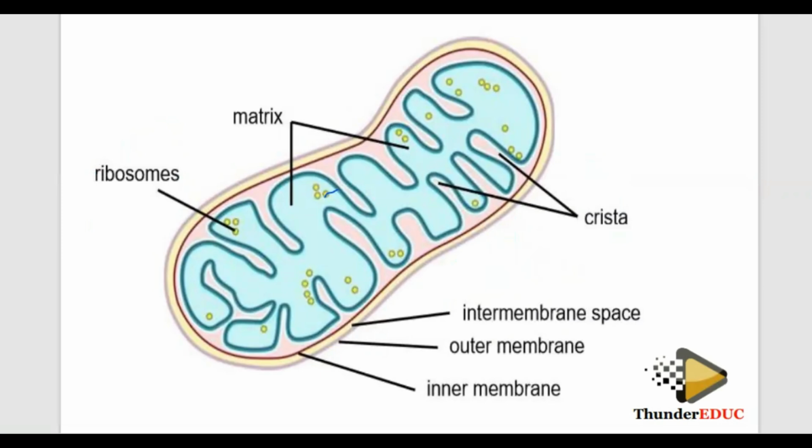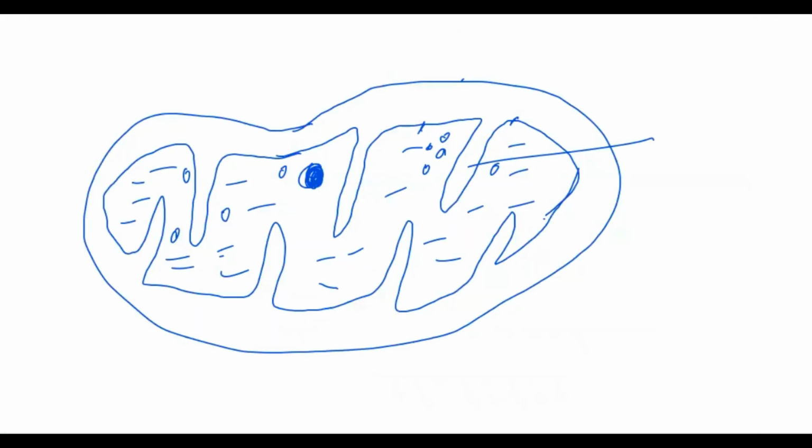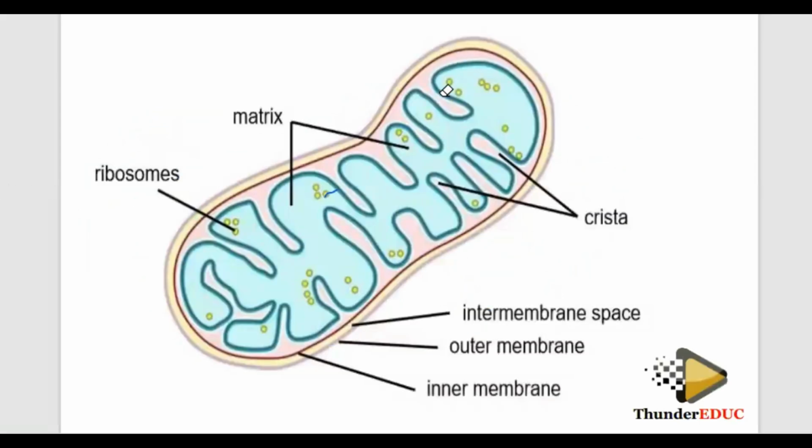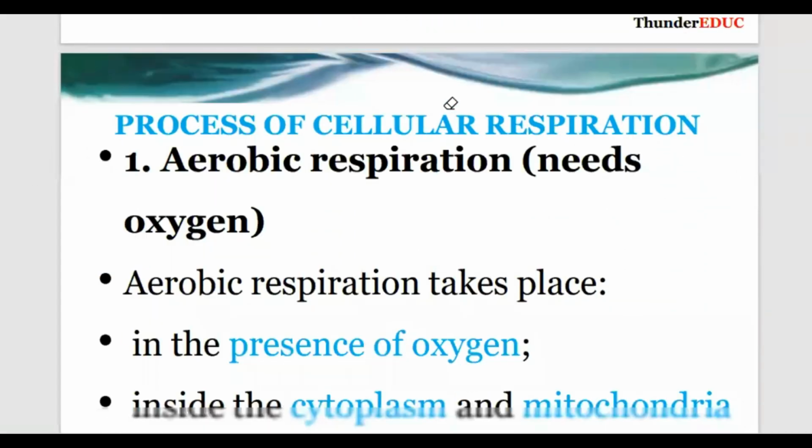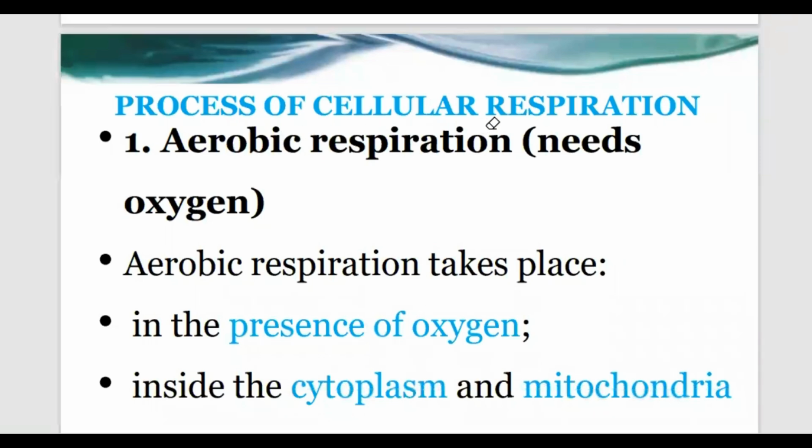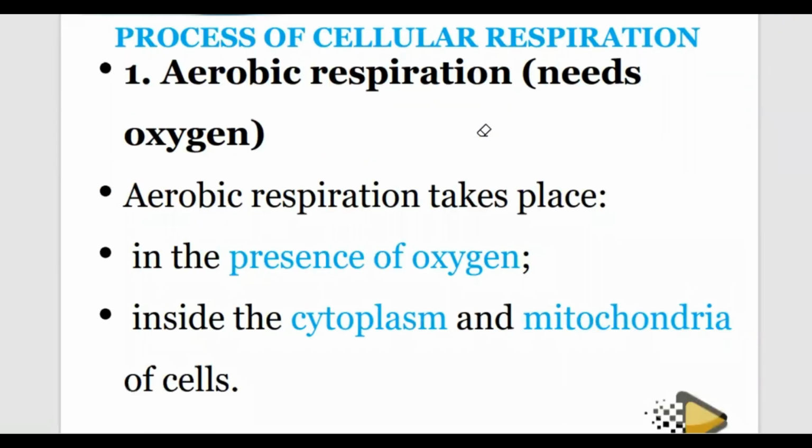Why do you need the structure of the mitochondrion? Because when you talk about the Krebs cycle, oxidative phosphorylation, glycolysis, the processes which are involved in respiration, we have to know where exactly these processes are taking place. So basically, that is what you are supposed to understand better. Let's look at the process of cellular respiration. We said that the process of cellular respiration involves two processes.